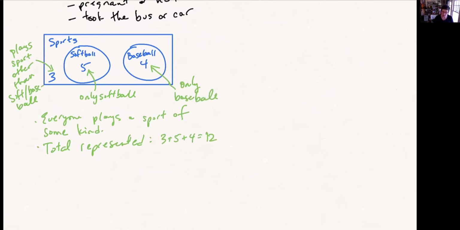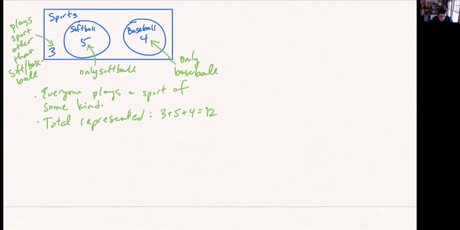Now I can find some probabilities using this Venn diagram. Here are some example probabilities. I could find the probability that someone plays softball or baseball. What that or entails is either one, and that's what we call an inclusive or. So what we're looking at here are the people who are in the softball circle and also the people in the baseball circle.